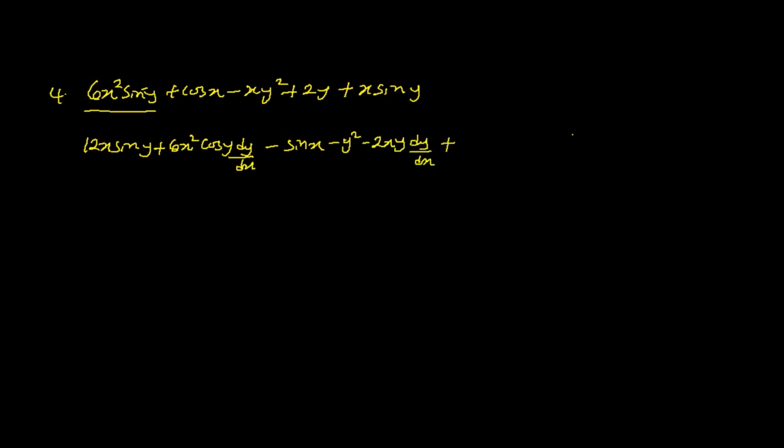plus 2 dy/dx plus sin y plus x cos y dy/dx. Let's put this to be equal to 0. So this is what we have. So now let's break this down.